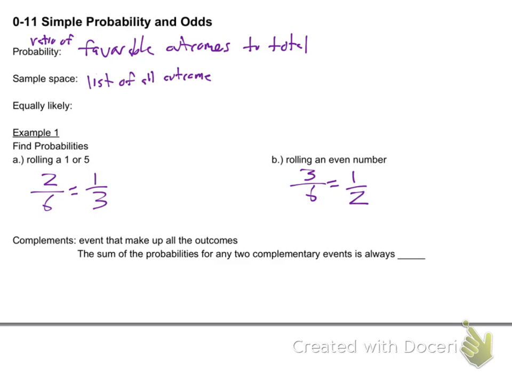Half of the time you can get an even number, the other half you get an odd number. Add those together, it's all the numbers. So the sum of the probabilities for any 2 complementary events is always 1. Complementary events: rolling a 1, or rolling the other 5 numbers. Or rolling an even, or rolling an odd. Together, they make up 1 or 100%.